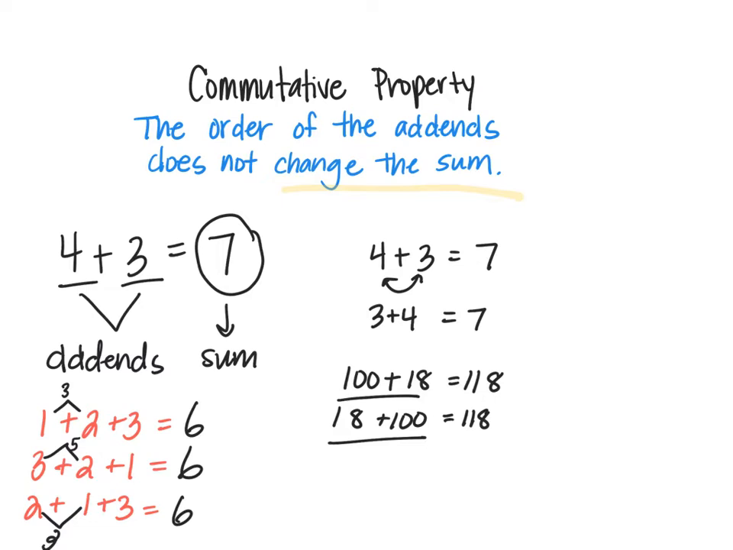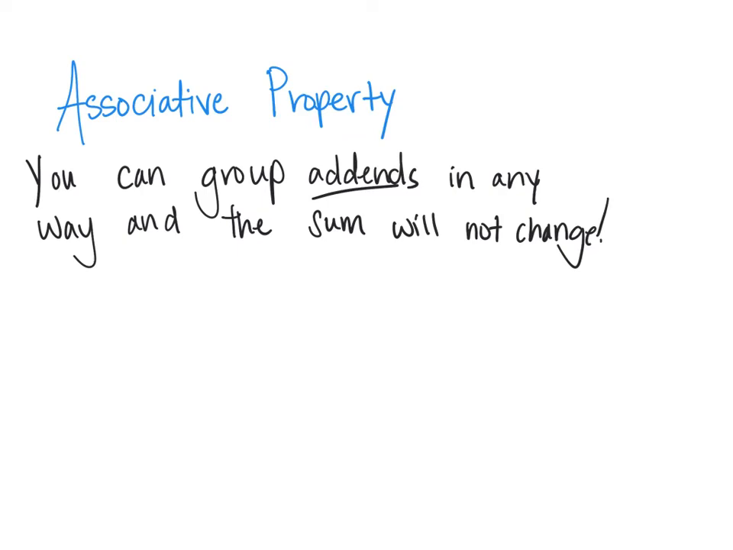All right, let's move on to another property, the associative property. The associative property states that you can group add-ins in any way and the sum will not change. So grouping here, they're talking about grouping with parentheses. So let's start with a simple equation.